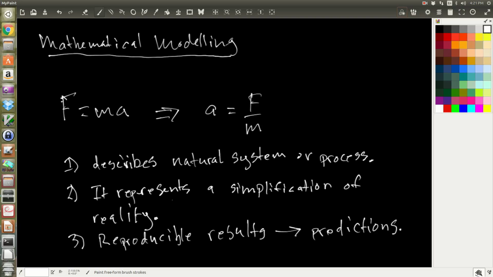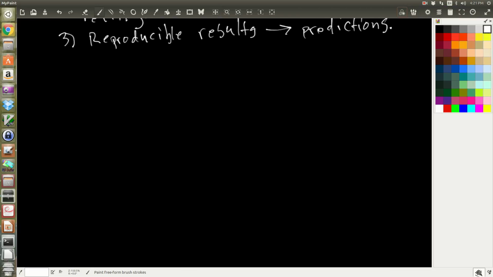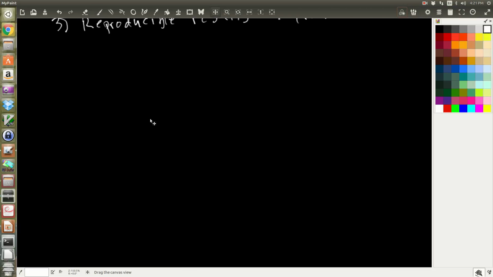So that's the gist of mathematical models, and in one of the next videos we're going to talk a little bit more about some examples. We'll do a falling parachutist example with Newton's second law. But before I move on, there are conservation laws that we use in science and engineering to help us develop mathematical models.